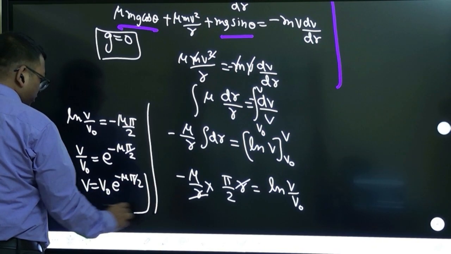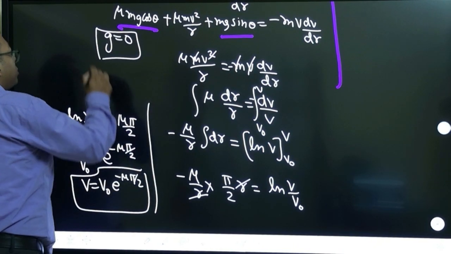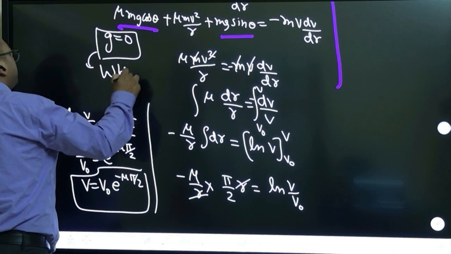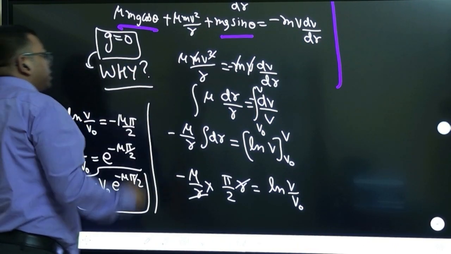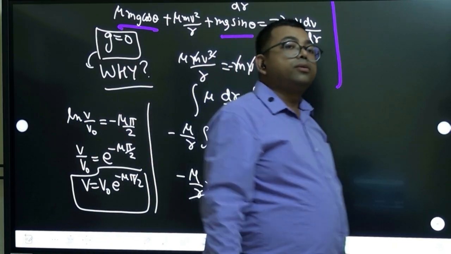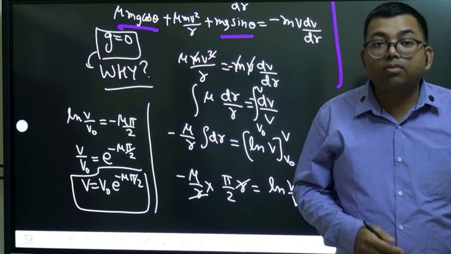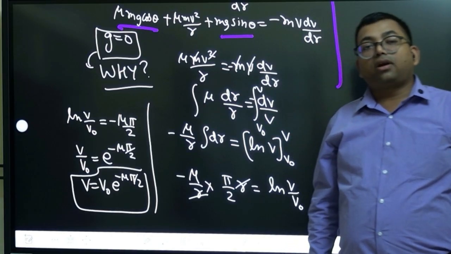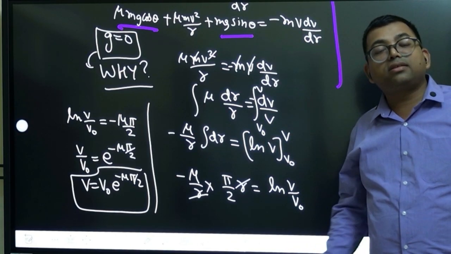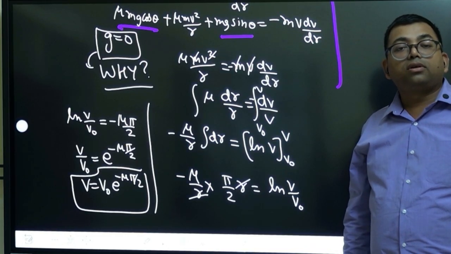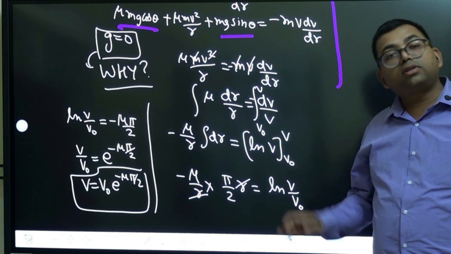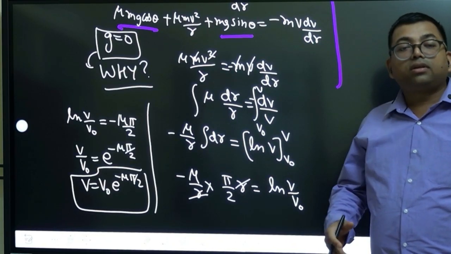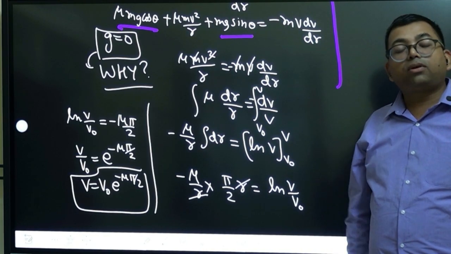But my question is that you got this by taking g as 0. Why? Big Y is there. Why should g be taken as 0? Is it a horizontal circular motion or what? Are you playing with the question? Are you making this a horizontal circular motion? If you keep a horizontal circular motion, then you can take g as 0, because then the vertical will not be there.